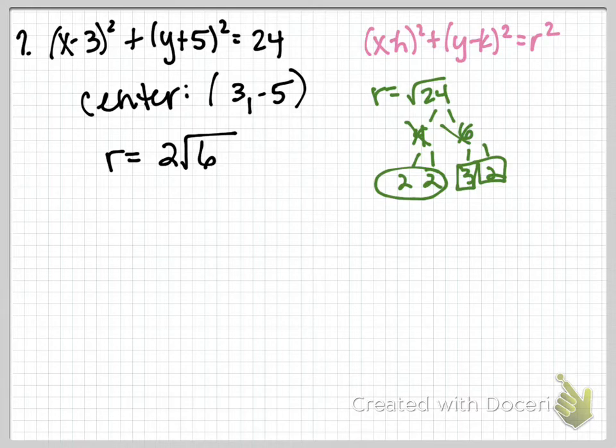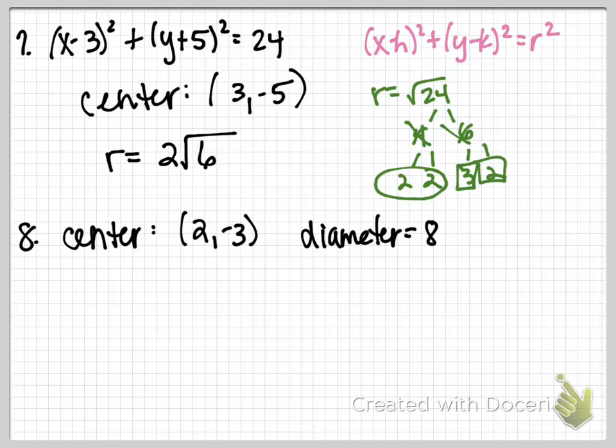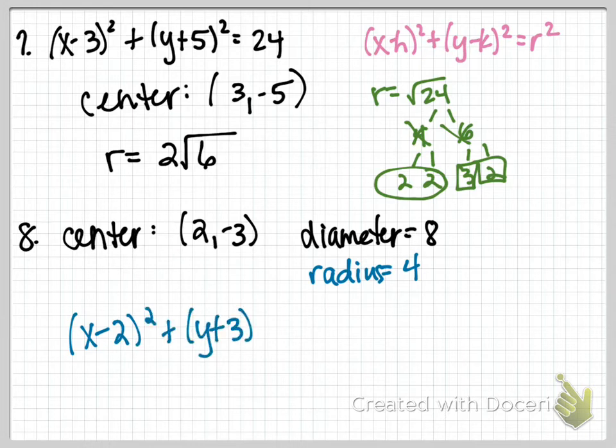All right, go on to number 8. Okay, so here we're given the center and we're given our diameter, and we're told to find the equation. Now, our equation uses radius, not diameter, and of course you know from geometry that the diameter is twice the radius, so that means that my radius equals 4. So now plug in to your equation your center and your radius. So this is x minus 2 squared plus y plus 3 squared equals the radius squared, so equals 16.